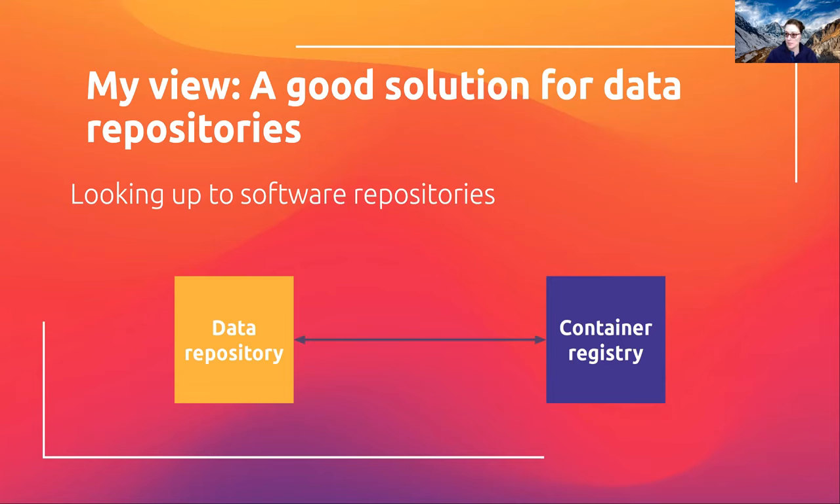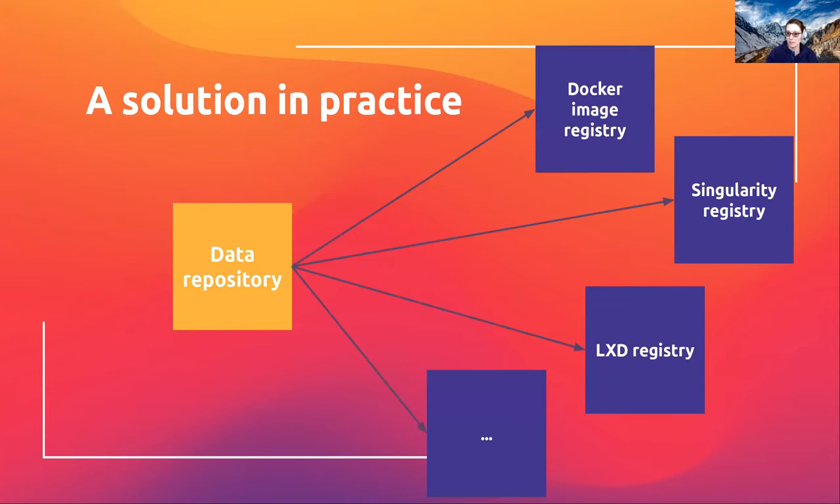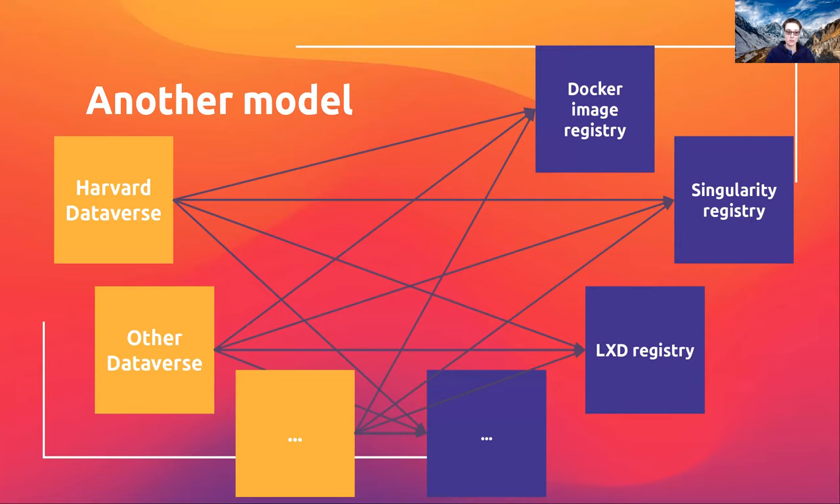There are many different types of containers, so this solution would actually look like this, right? A data repository would need to have a registry for Docker, a registry for Singularity, and so on. So yeah, that is true. But we could also have another model, because I mentioned that there are already about 64 maybe Dataverses around the world, just Dataverse instances. If each of these Dataverse instances use the same type of registry to put their containers, that could be a valid option. That would minimize the expenses that each of these repositories would need to have.